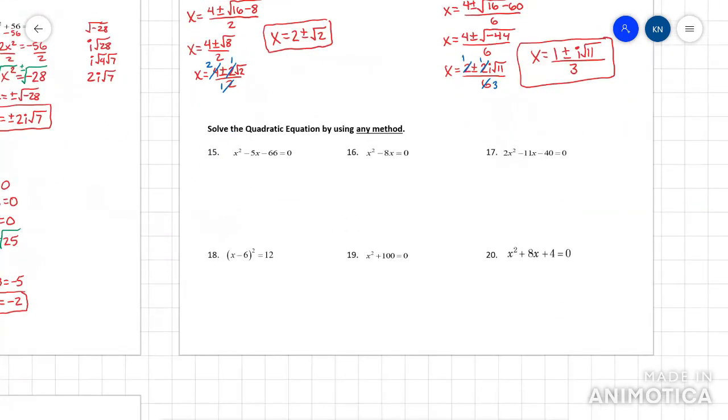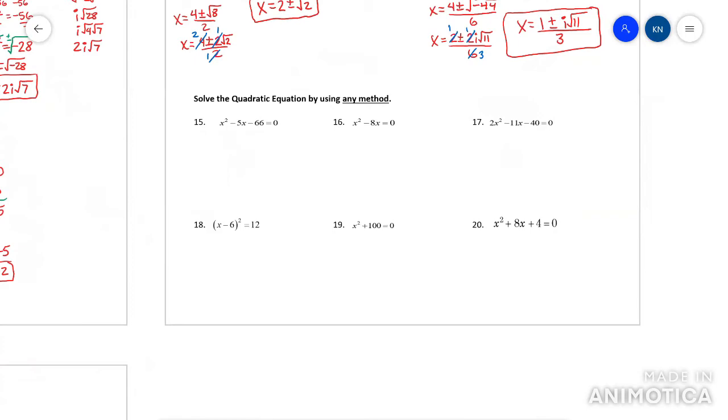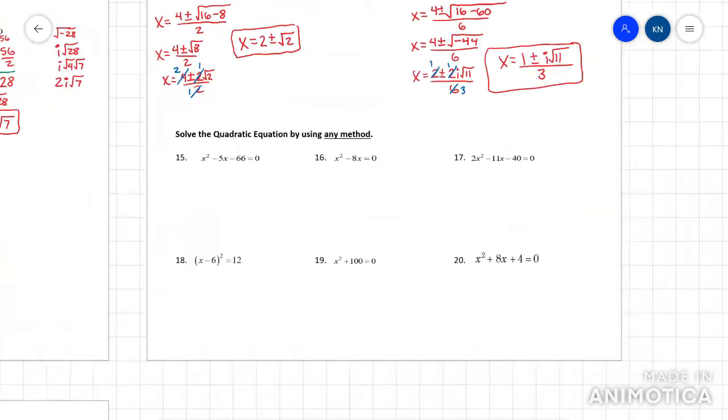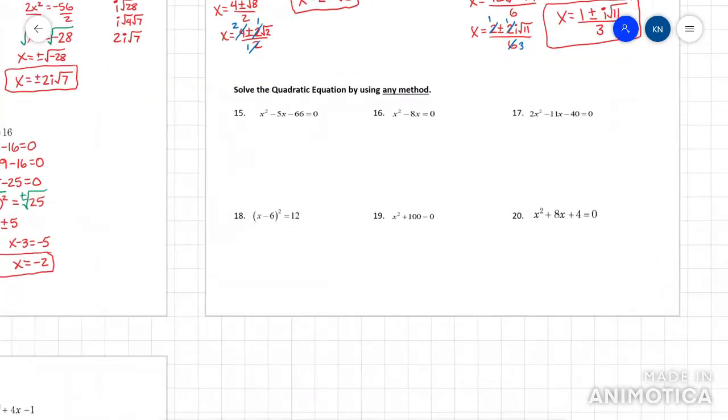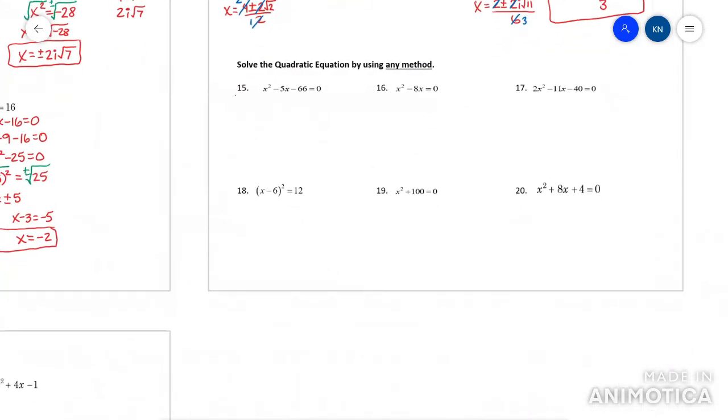Okay, solve this using any method. Okay, this first one, I'd probably run the discriminant. The discriminant is the b squared minus 4ac part of the quadratic formula. It can tell me a lot of information about these quadratics. So I would do that first. Negative 5 squared minus 4 times a times c. So that's 25 plus 264, which gives me 289. 289 is a perfect square. It's 17 times 17.